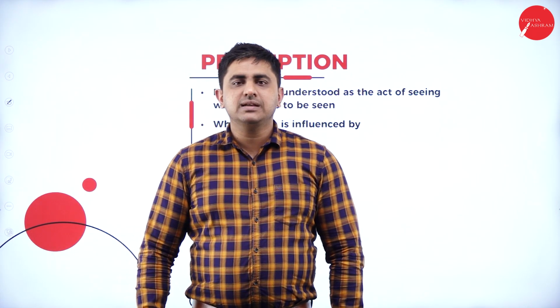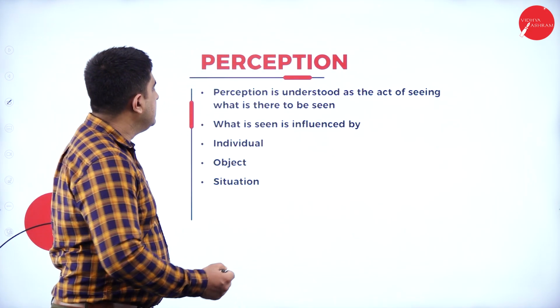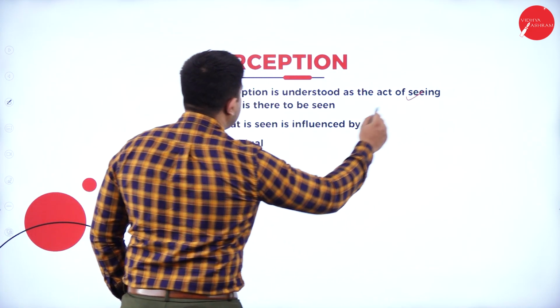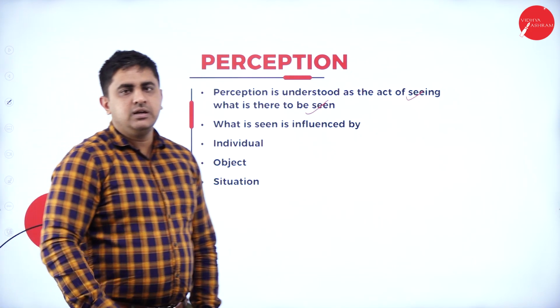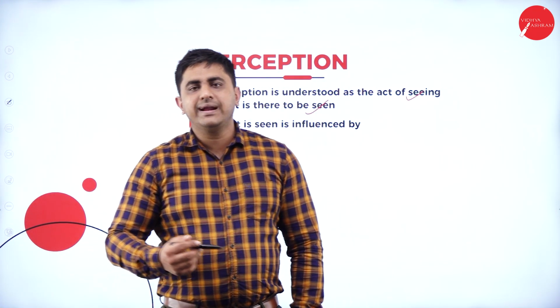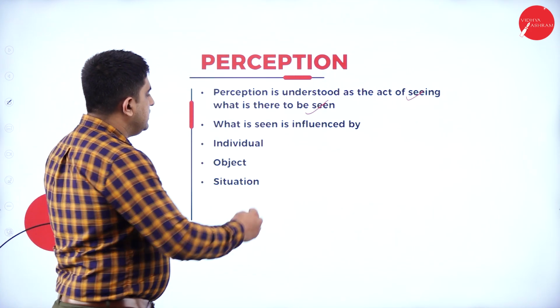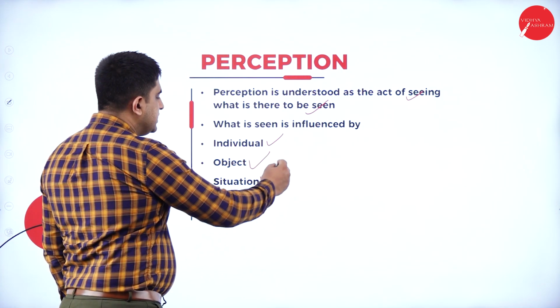So the next topic is perception. We will understand the meaning of perception. Perception is understood as the act of seeing what is there to be seen. So what is the meaning of this? You're seeing something. For example, you're seeing an object or you're looking at a situation. So you're seeing it and you're perceiving it. Like what? You're seeing an individual, an object and a situation.